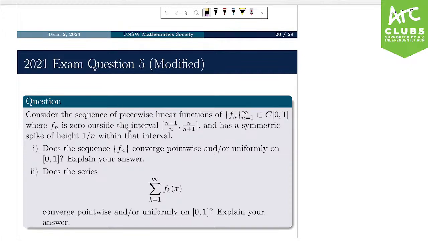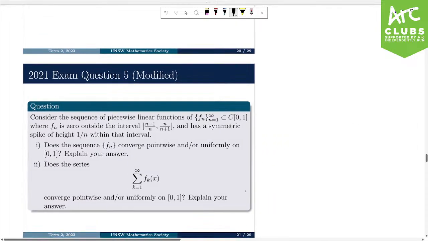So here we have a sequence of functions, and we want to talk about the convergence of this sequence as well as the convergence of this series. So let's draw a diagram. I'll just start using my mouse. So let's start by seeing what these functions look like.